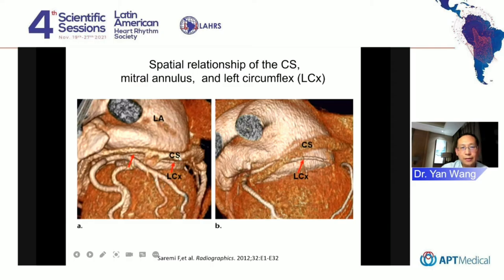This is the LCX, this is the coronary sinus, they don't overlap. You can perform the coronary sinus ablation where it's most safe, you just need to point the catheter toward the atrium. But in this case it is dangerous. If you direct the catheter toward the ventricle, you will damage the LCX.